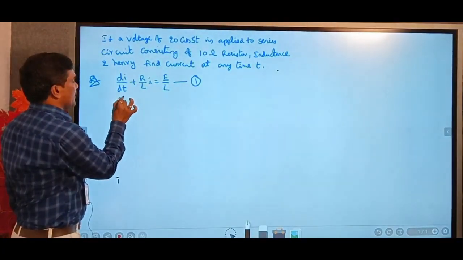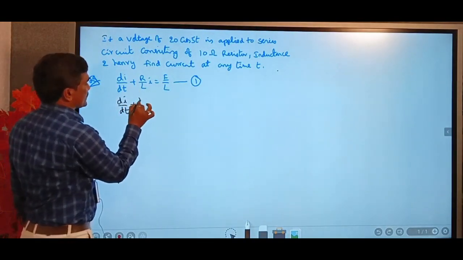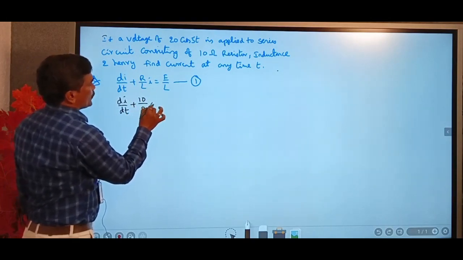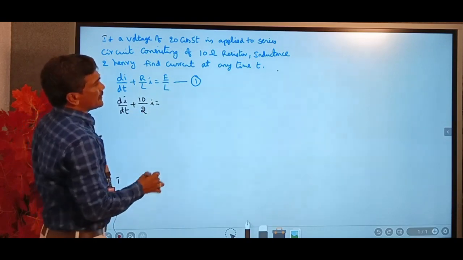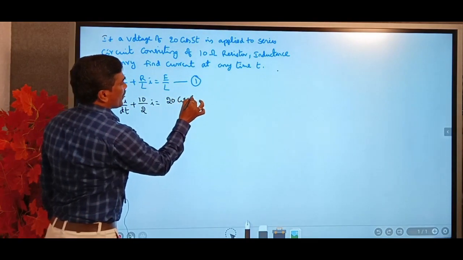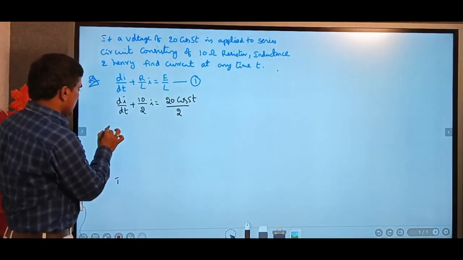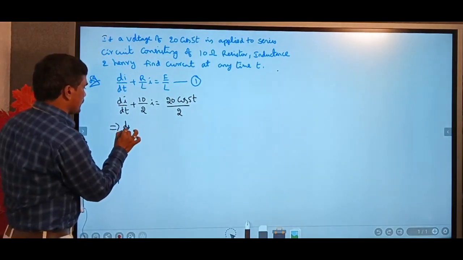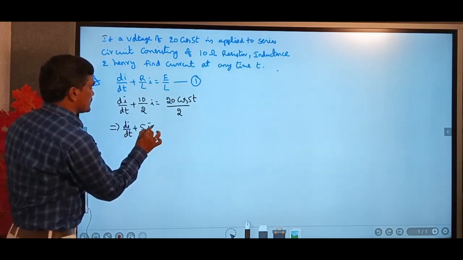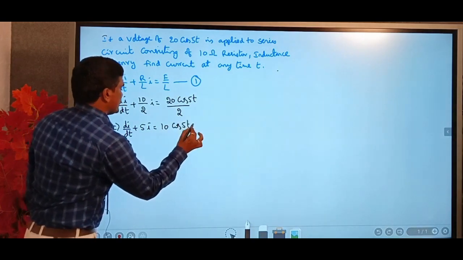Now here di/dt plus resistance 10 ohms over inductance 2 Henry into I is equal to E. The voltage is given as 20 cos 2t by L, which is 2. Now di/dt plus 5I equals 10 cos 2t.